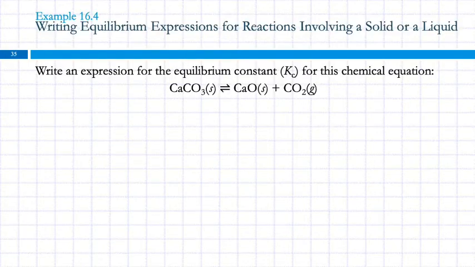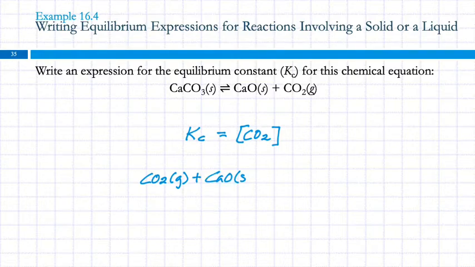Here's another one. Write an expression for the equilibrium constant Kc for this chemical equation. What does this end up being? Just the concentration of CO2. If it had coefficients, it'd be an exponent. Yes, if there was a coefficient of 2 in front of CO2, then this would be squared. Say this were reversed, so it was CO2 gas plus CaO solid going to a solid. Would it then be Kc equals 1 over CO2? Yep.